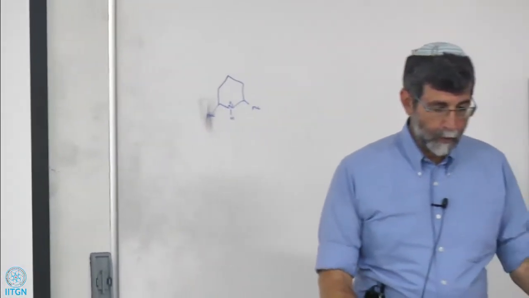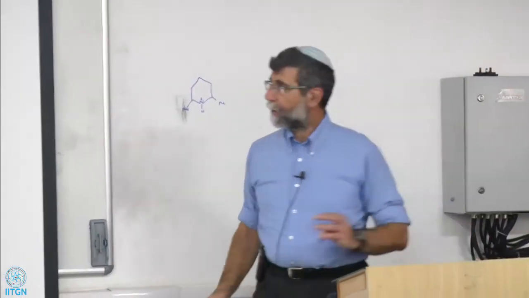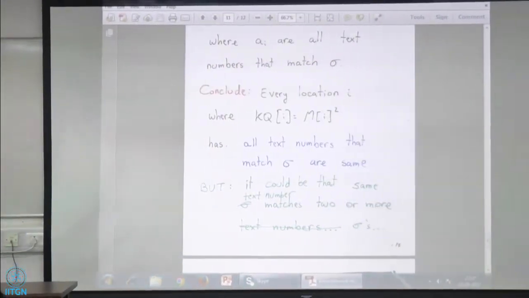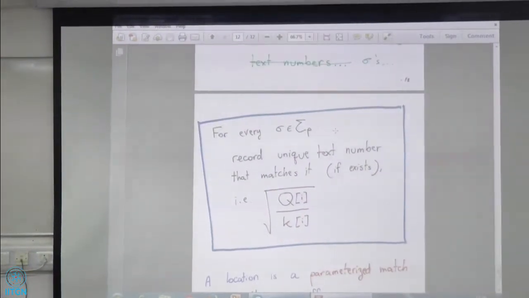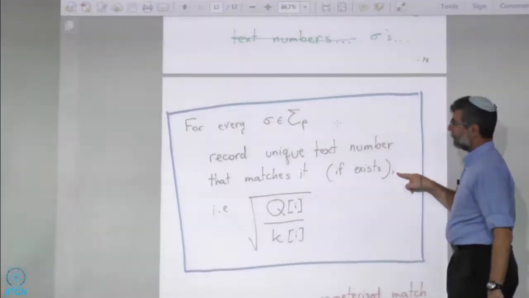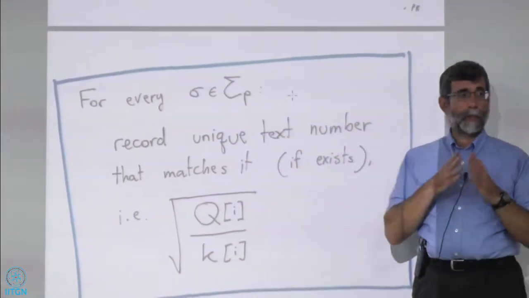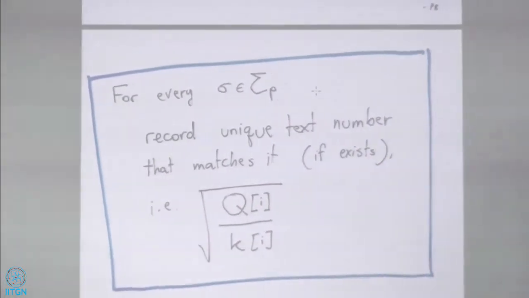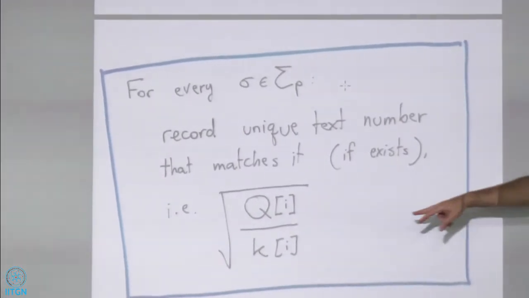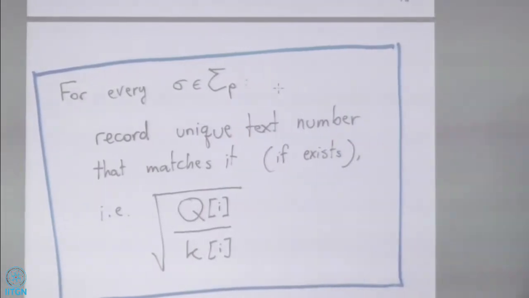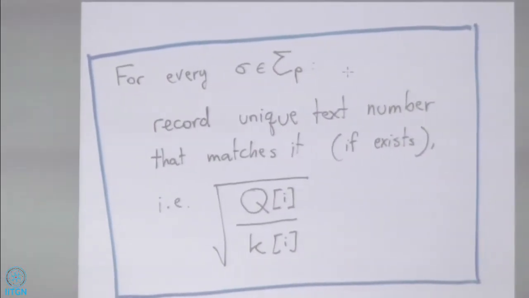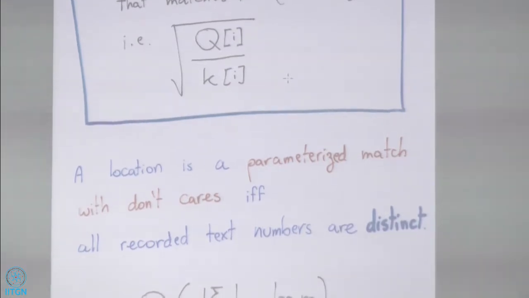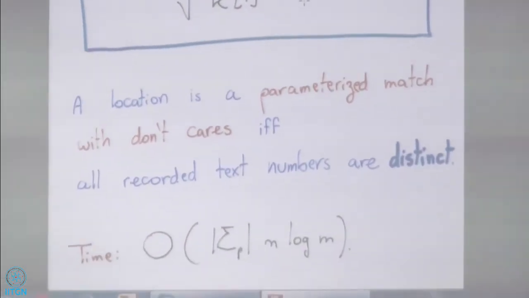But that's already an easy check, because it could be that some text number matches 2 or more sigmas. But that's an easy thing to find out, because for every sigma, you record the unique text number that matches it. We did it sigma times anyway, so run through every location, do Qi divided by Ki, for example, and at that point you will know what is the text number that matched this sigma, because this is the number of times it was, and this is the sum of them. So, okay, that's one way. There are other ways you can find it. But in time O of 1, you can find what is the unique text number that matches sigma. And now you just need to find out that all of them are different from each other for every location.